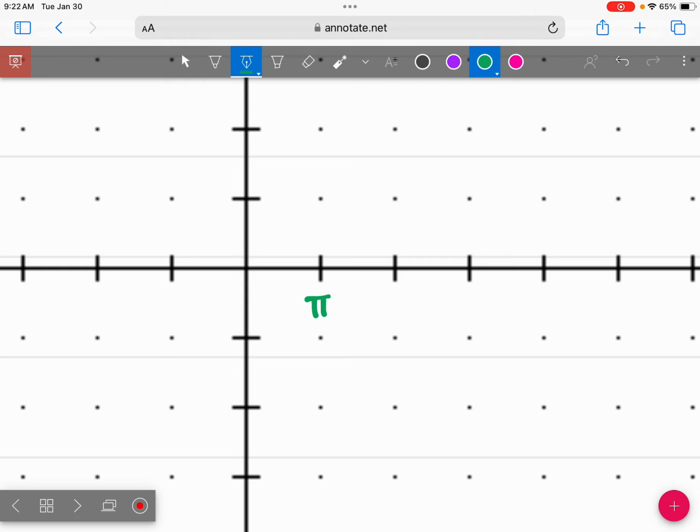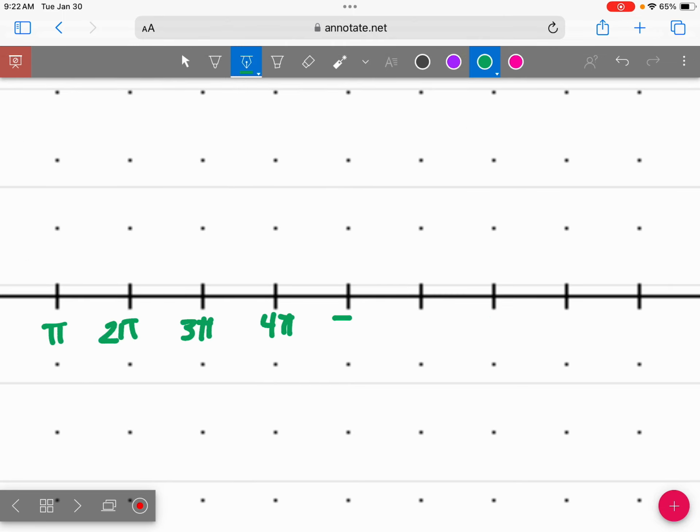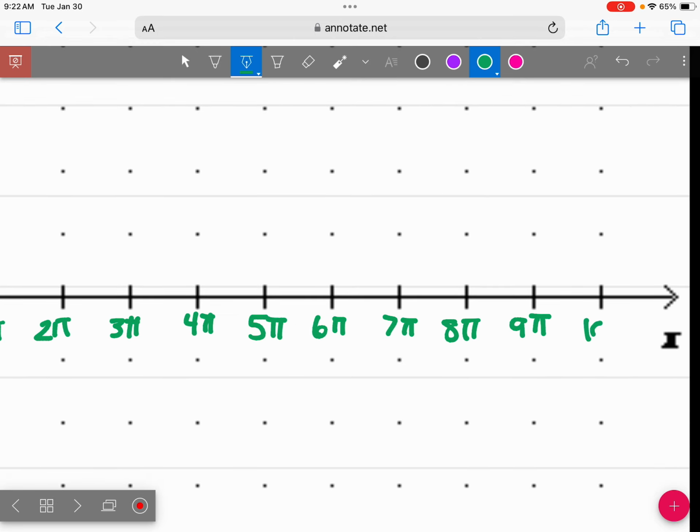All right, so I'm going to count my x-axis by pi. So I'm going to have pi, 2 pi, 3 pi, 4 pi, etcetera. Ten pi.